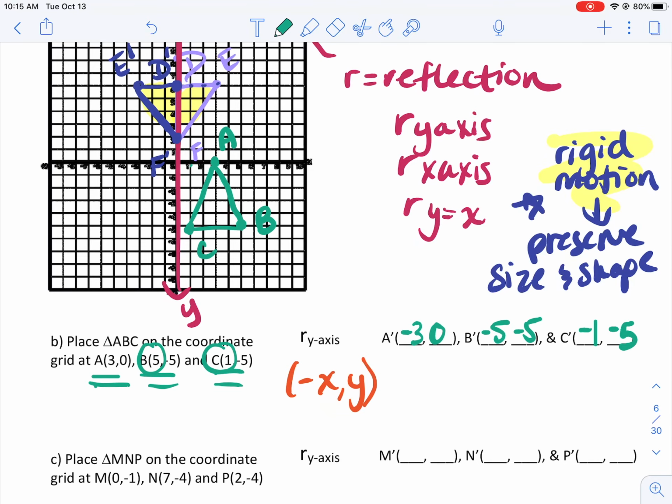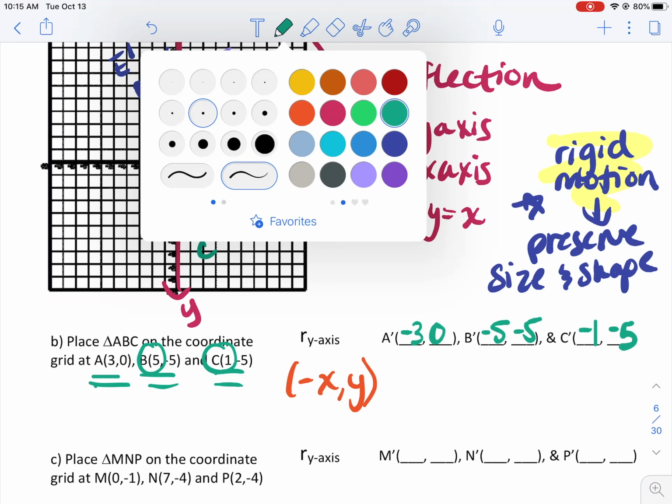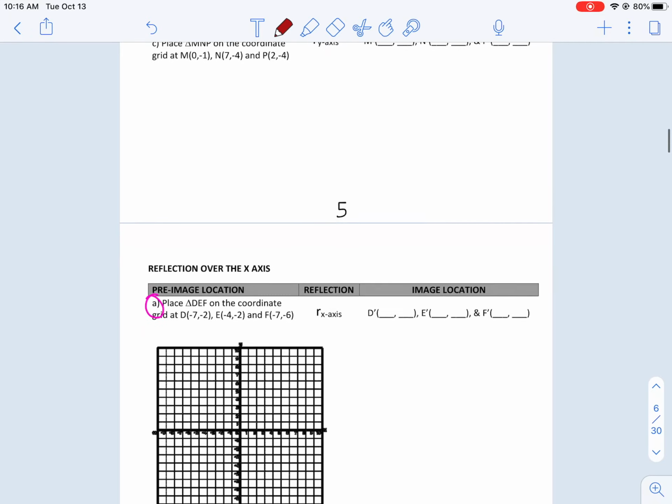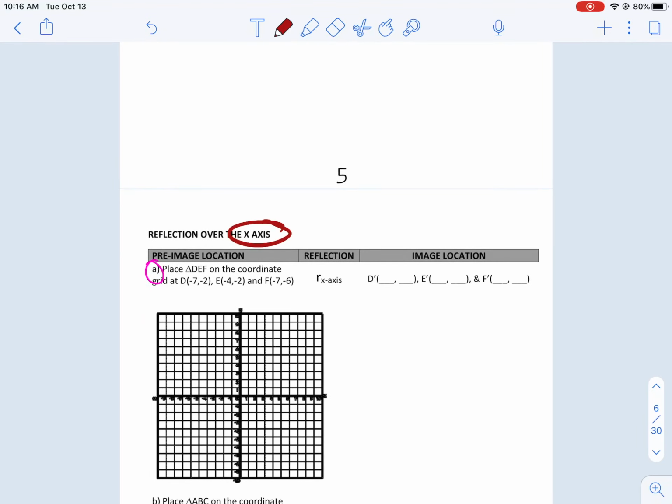Yep, so I did it the rule way, but if you'd rather just graph it, right? Here's A. I'm going to go 1, 2, 3, 1, 2, 3. That's A prime. Now that becomes negative 3, 0. That's what we thought. B, 1, 2, 3, 4, 5. That's B prime. And that's what we thought. And then C is going to flip to C prime. Again, are these rigid motions? Absolutely. Okay. Let's go to the next page, and we're going to now reflect over the x-axis.